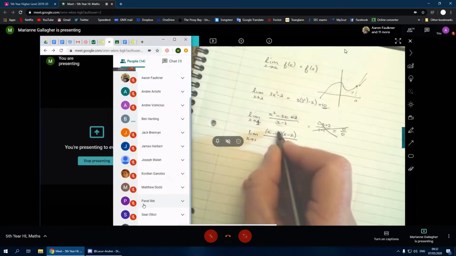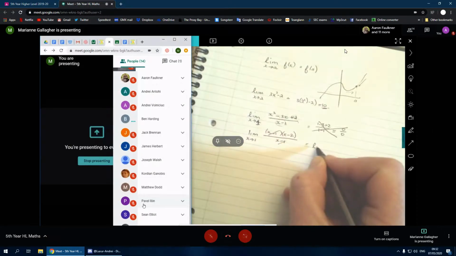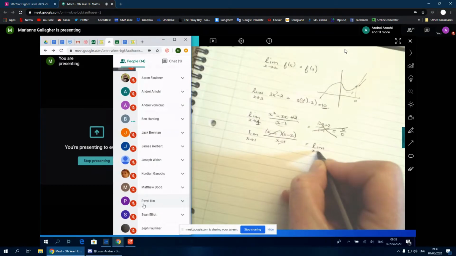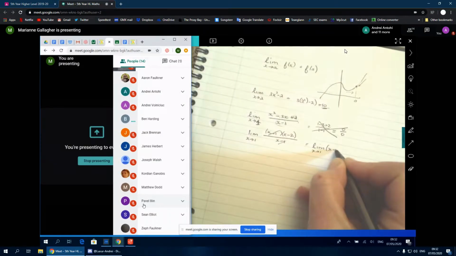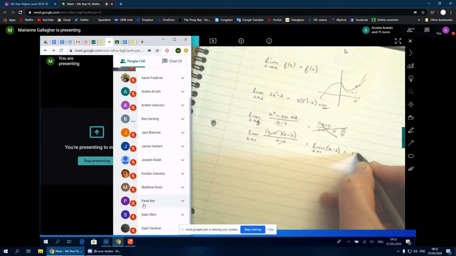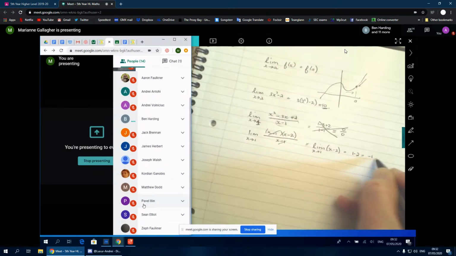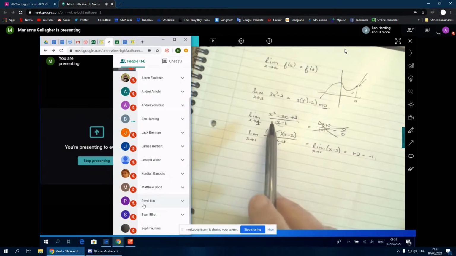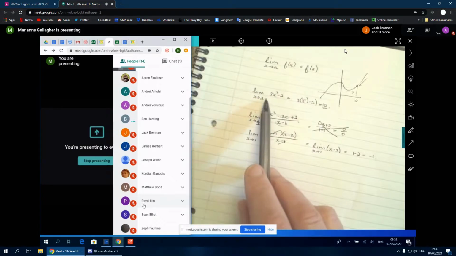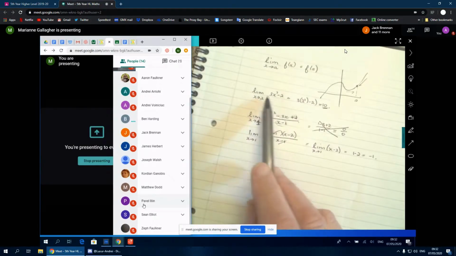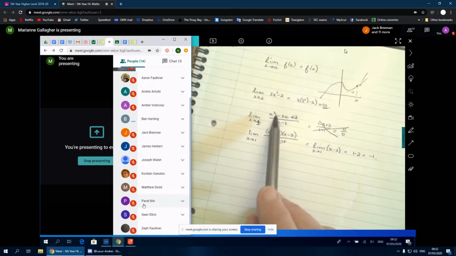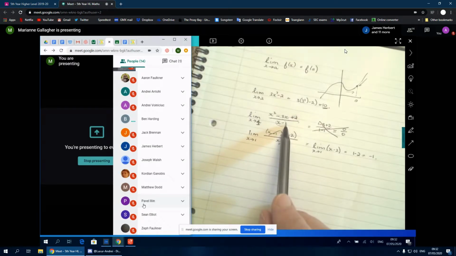And now we can cancel that out. So now we've got the limit as x tends to 1 of just x minus 2. So that's equal to 1 minus 2, which is equal to minus 1. So when you're asked to get the limit as x tends to a number, you just sub in that number and work it out. If you end up with a 0 in the denominator and you can't work it out, see if you can factorize.